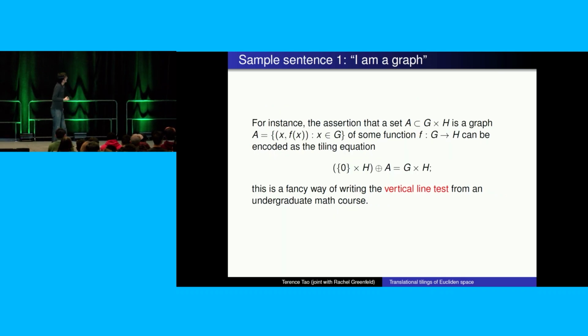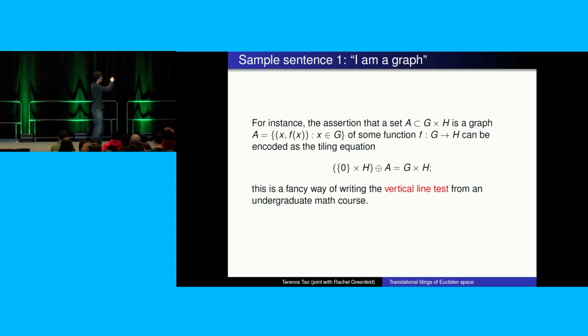So some examples of this. There are arbitrary sets: if you take a product set G cross H, that's a group. There are many, many subsets of G cross H, but some of them are graphs. If you take a function from G to H, you can always graph it, and a graph is a special type of set in G cross H. And the property of being a graph is something that you can express in tiling language.